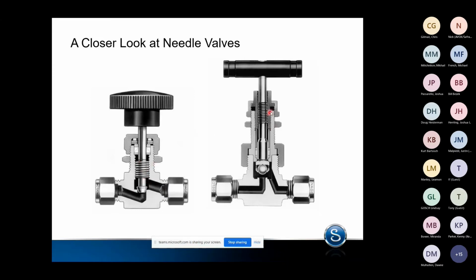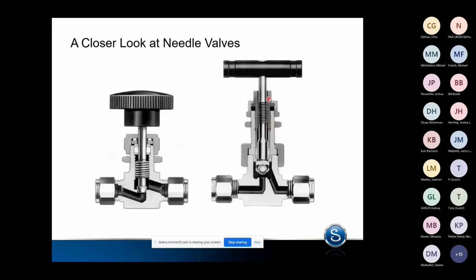So when we look at an N series, again, the bonnet, instead of being integral to the body, if we look at the body in here, there are no other threads. You've got this external thread that's holding this upper portion together. So your bonnet is actually up here. So the N series is a union bonnet construction.